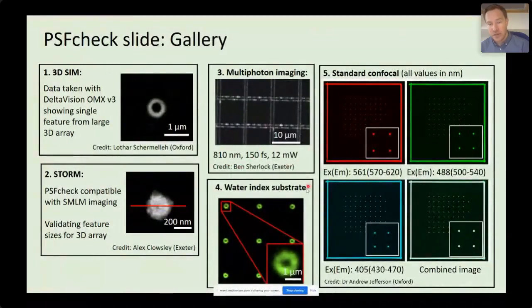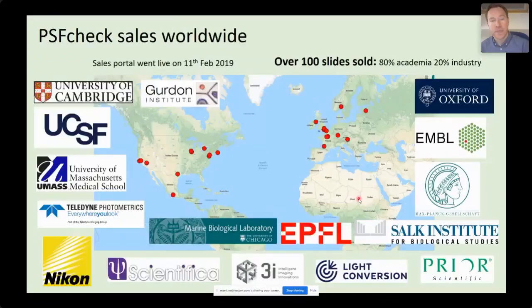And this is an example of that water index substrate that I mentioned before, which we've used before for calibrating our own setups. And of course, it's also compatible with standard confocals, and we've used it here as an example showing the relative alignment of different color planes. Because these are three-dimensional features, we can extract the lateral and chromatic aberrations present in our system. And that's thanks to Andrew Jefferson at Oxford for that image.